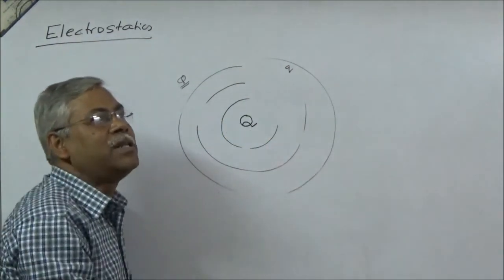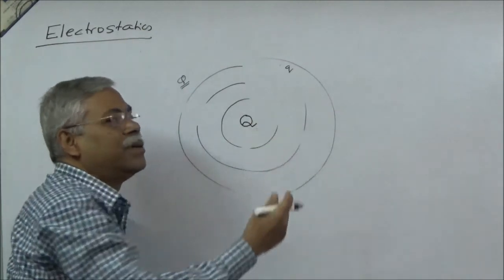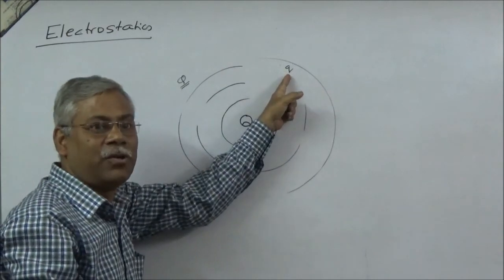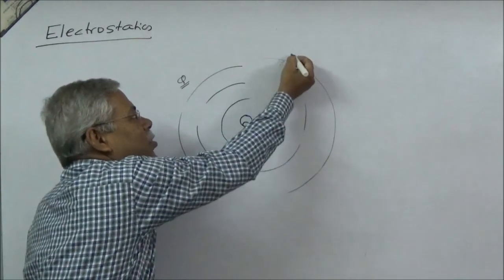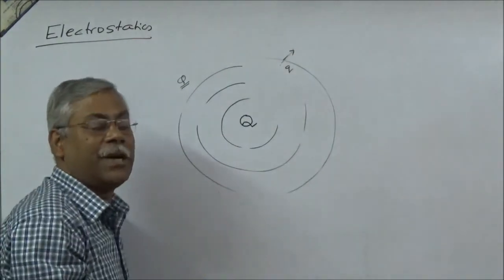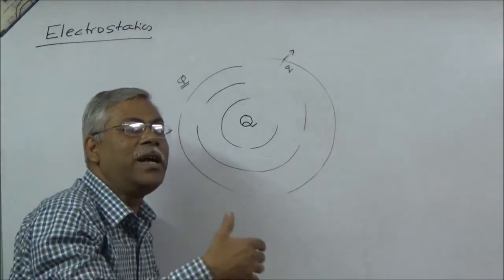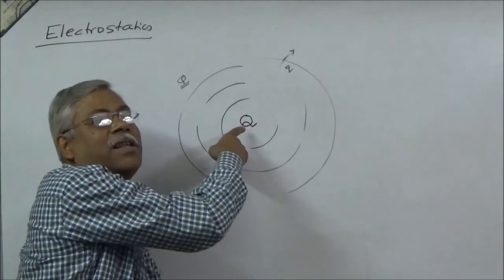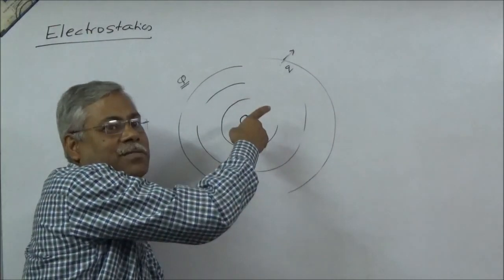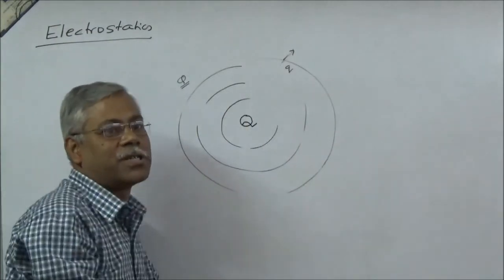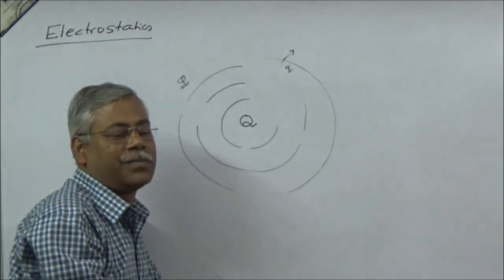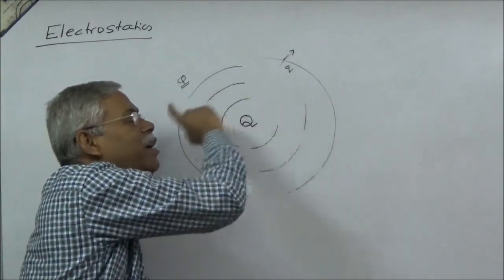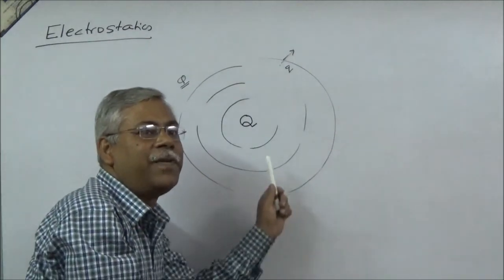Okay, so that means this is just an interpretation. You have placed a charge in the neighborhood, a force acts on this. Then we are interpreting, this is an interpretation, that definitely this has produced something around it which exerts a force on this. So this something that this charge has produced around it is called the electric field of this charge.